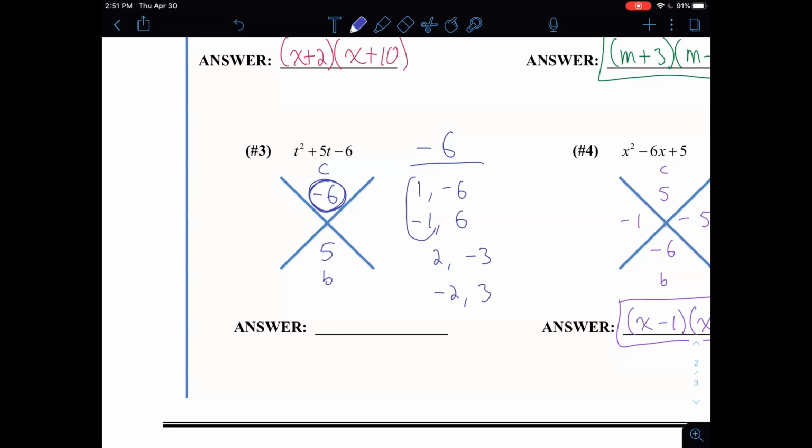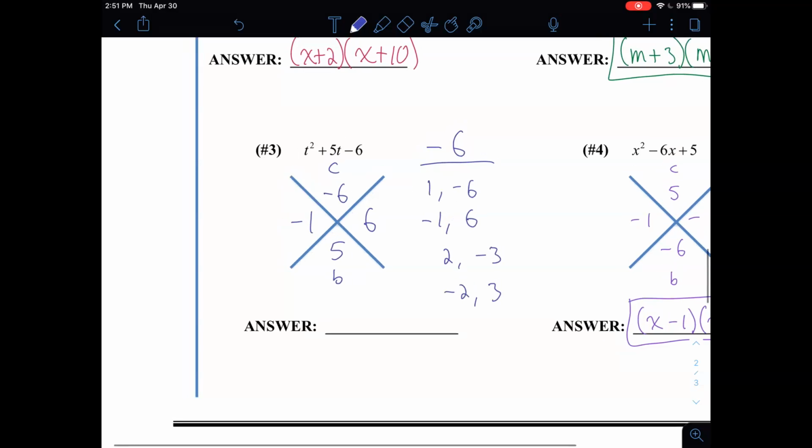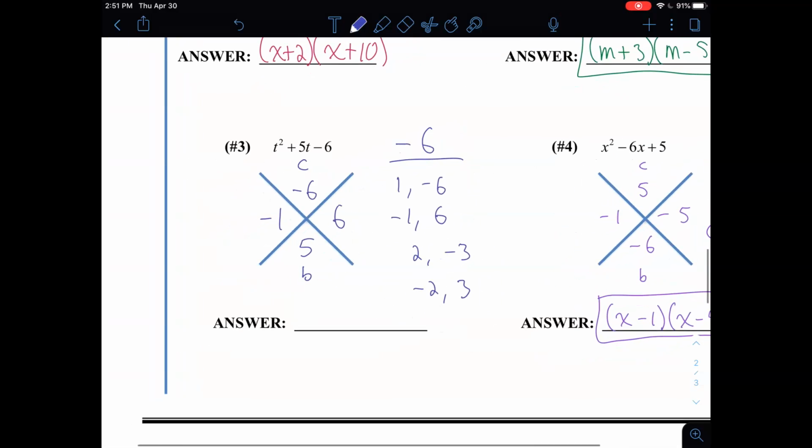So either these need to be negative or these need to be negative. That's why we have both combinations there, okay? That's why we're doing that. Now we need the right combination that's going to add to +5 down here. So which of these combinations here are going to add to +5? Can you guys see? Yeah, it's going to be -1 and 6. -1 and 6 is going to add to +5.